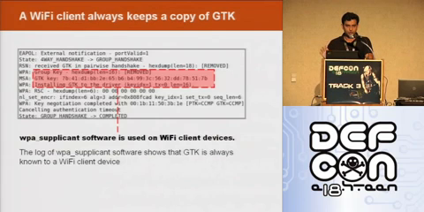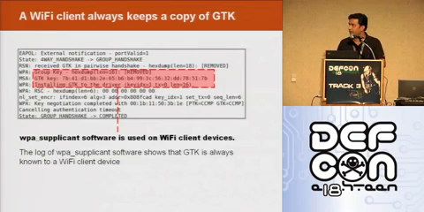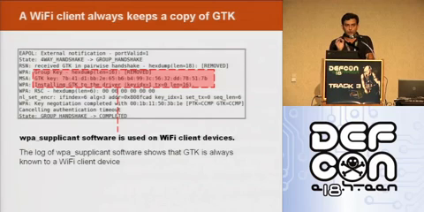And here I'm showing you a log of a Wi-Fi client device. There is a software called WPA supplicant which runs on client devices, and it shows that the client has a copy of GTK available, right? So the group key is always available to the client device. It is always known to the client device. Why does the client keep a copy of GTK? Because it has to decrypt packets coming from the access point, okay?